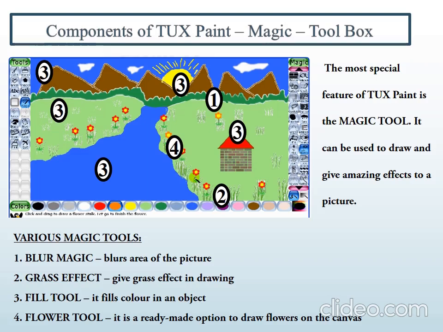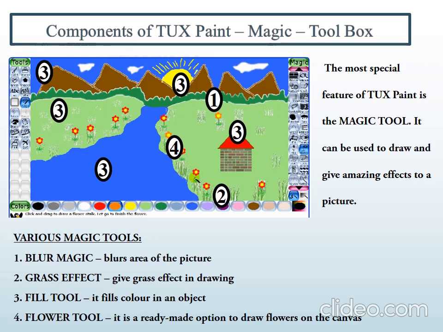Second one, how to add grass to our scenery picture. There is an option called grass. So automatically grass will be what? Green color. After choosing the green color, go to the grass in the magic tool sub toolbox and click onto it. If you can see, it gives a grass effect. So wherever you want, you can click on the grass effect.